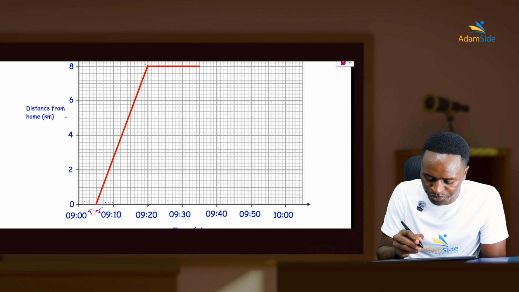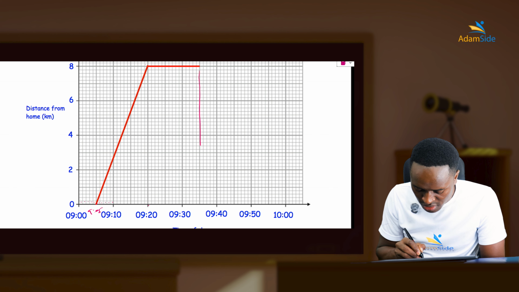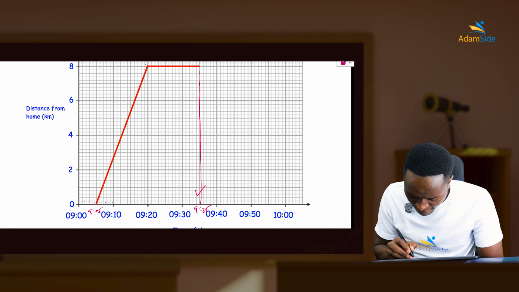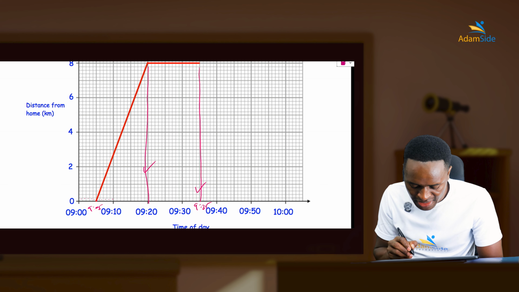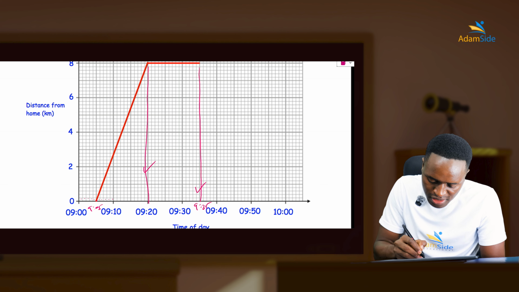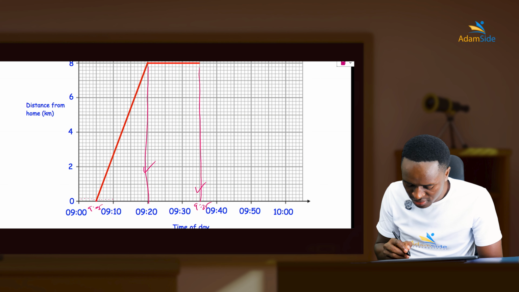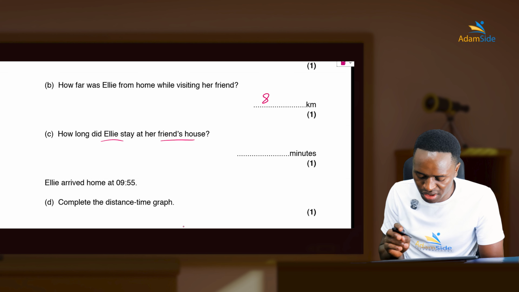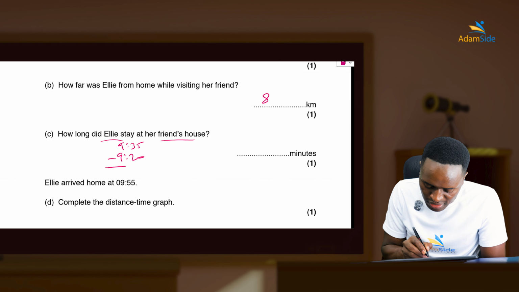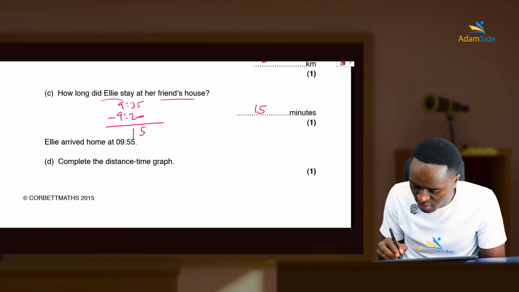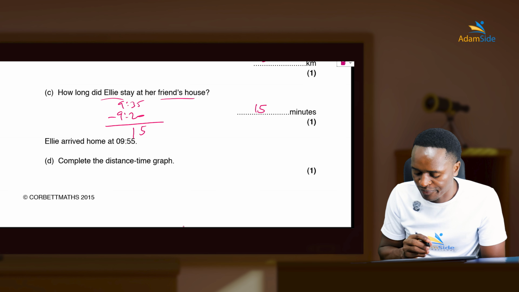She stayed from 9:20 to 9:35. So 9:35 minus 9:20, because this is where she started staying. Go to the part of the graph where there is no motion, stationary. So 9:35 minus 9:20, that is 15 minutes. So she stayed there for 15 minutes.